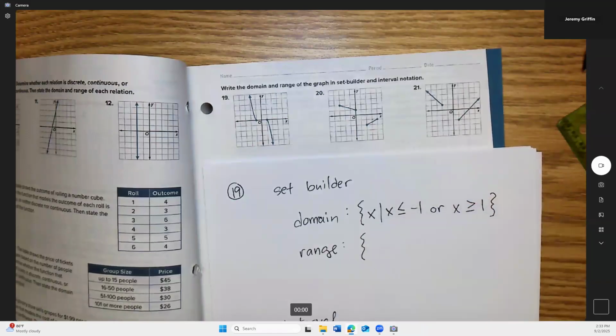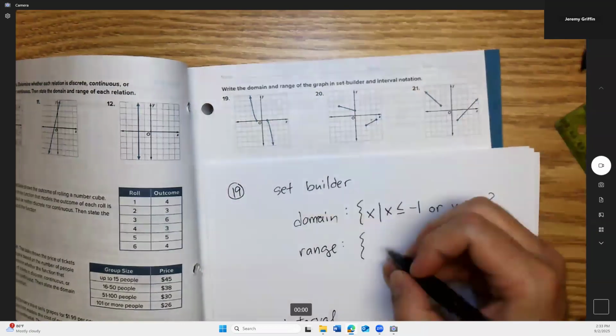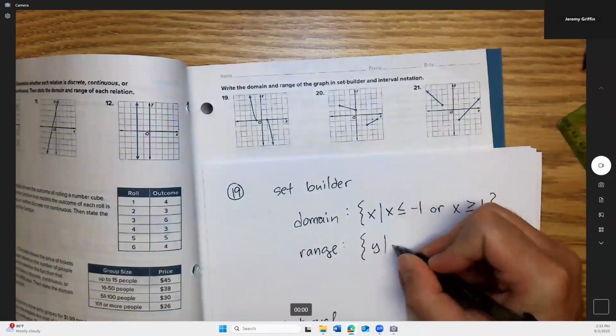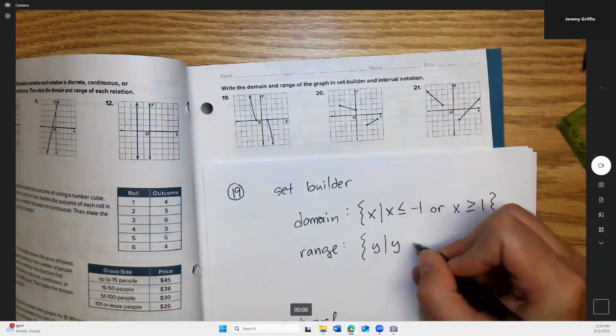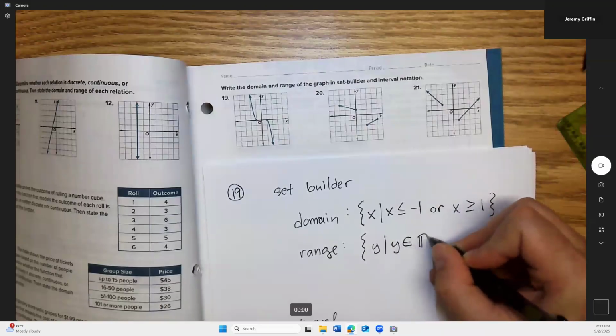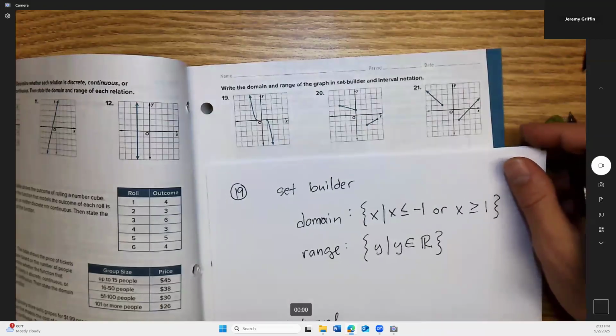Now the range I think is more straightforward. Could y be anything? Yeah. And how do you indicate that? y such that what? y is in... How does this finish off? Element of the real numbers, which means all real numbers. That was a little easier, right?